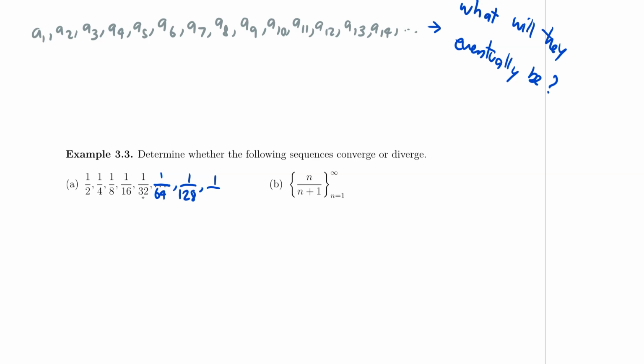1/128 and 1/256. So its value is going to get smaller and smaller, but it will always be positive. So the limit of this sequence is going to be just 0. All these numbers are going to approach 0. So I can also say that the sequence converges.